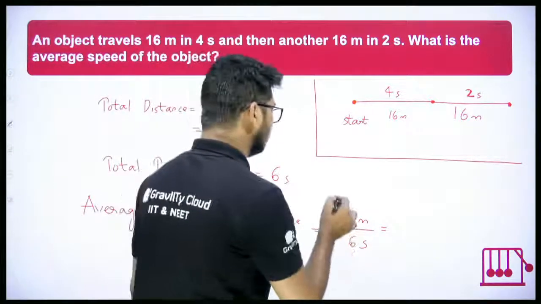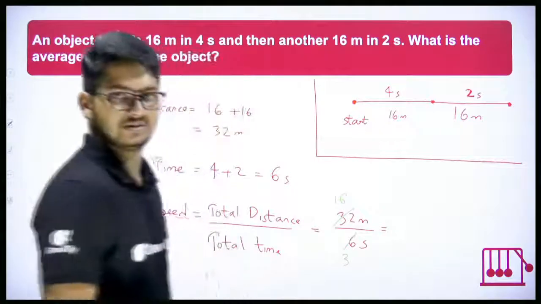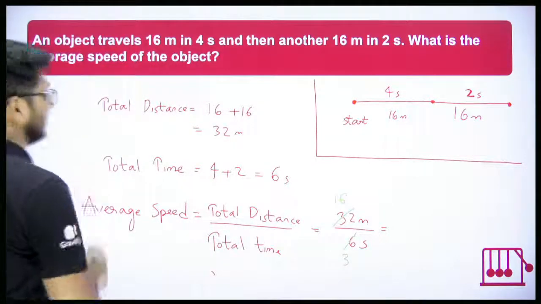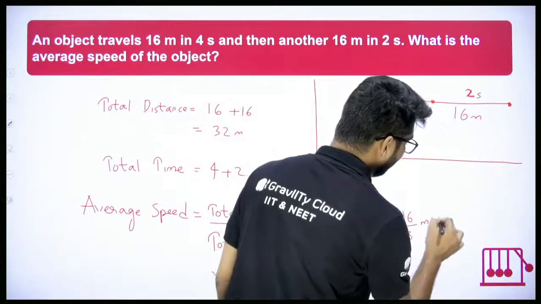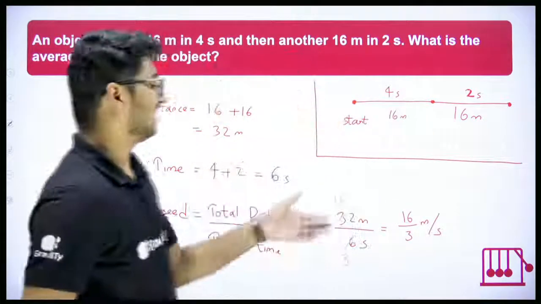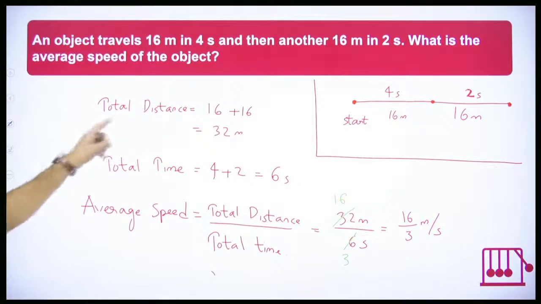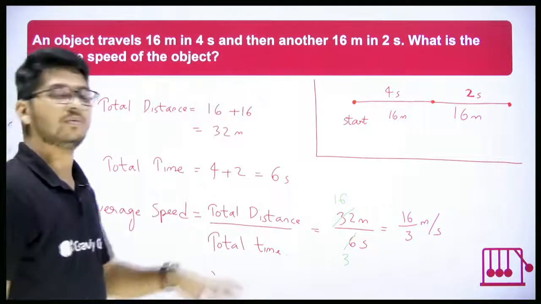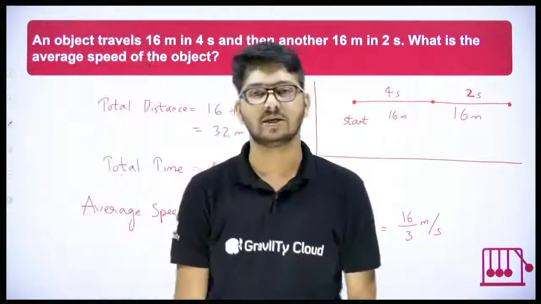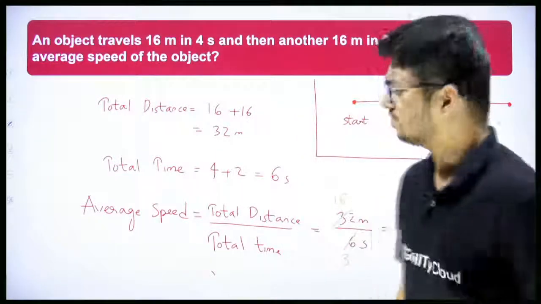2 16s are 32, 2 3s are 6. So what is that? It is 16 by 3, so 16 by 3 meters per second. That is the answer. You got the answer. So get total distance, get total time, divide them, and we get average speed. Is that clear? Good.